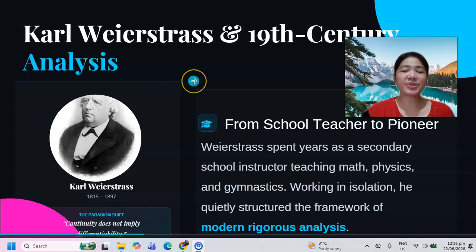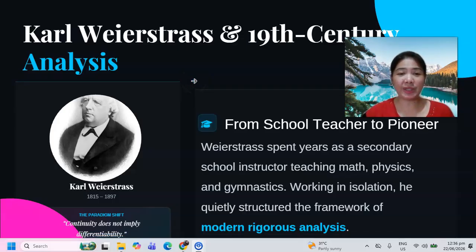Karl Weierstrass was a school teacher before becoming a pioneer of modern analysis. He endured difficult years with limited access to colleagues, libraries, and scientific exchanges. In those miserable years, he had neither a colleague nor access to a mathematical library. Exchanges of scientific letters were a luxury.